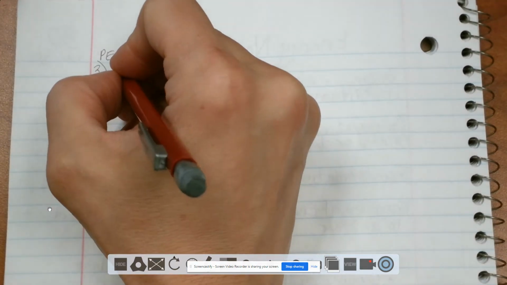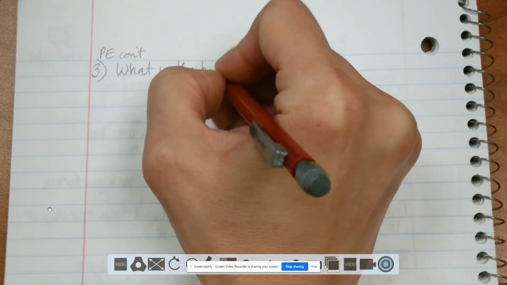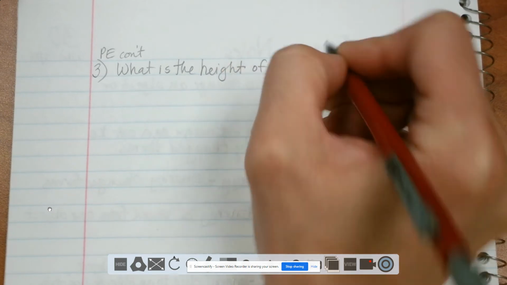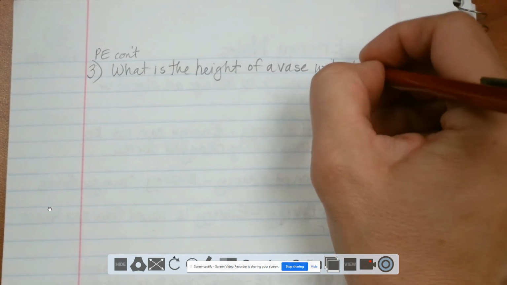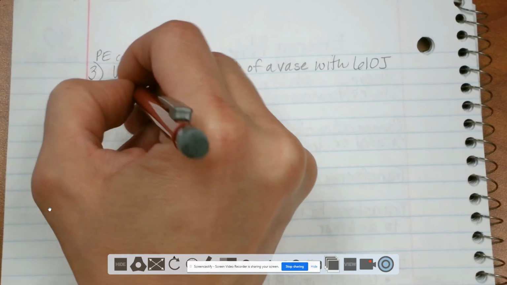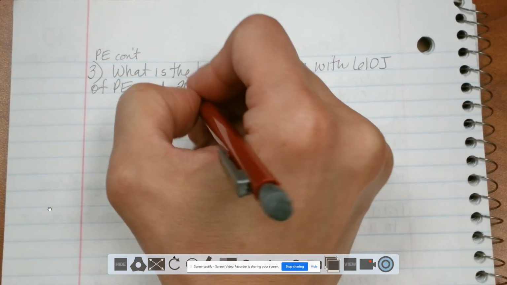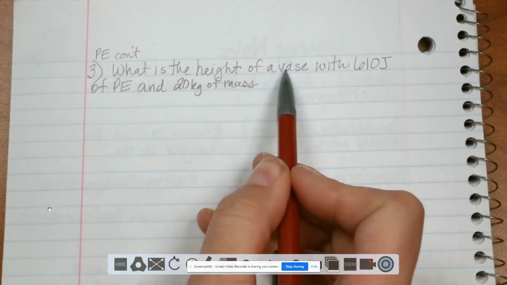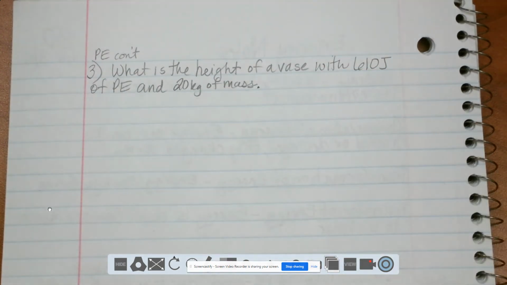Let's do height. So what is the height of a vase or a vase? Depends on how you say it. With 610 joules of potential energy and 20 kilograms of mass. I should have just said, what is the height of a 20 kilogram vase? But instead I didn't. I made it extra long.